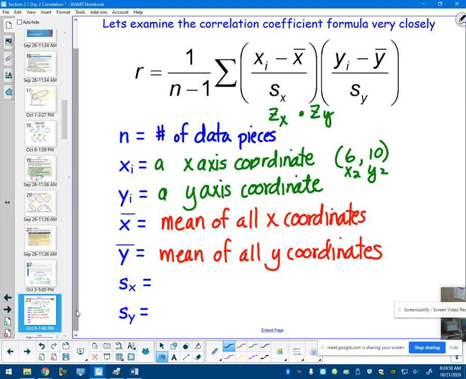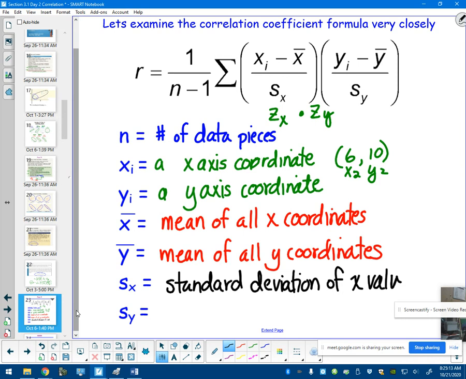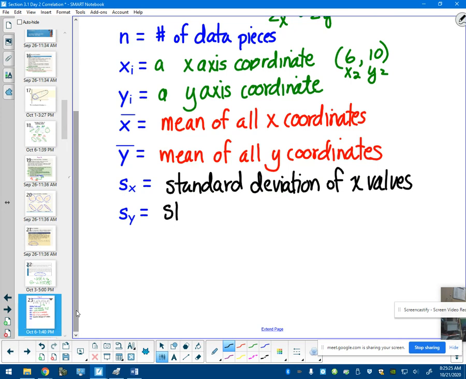And s sub x is the what? Standard deviation of the x values. And that is how much an x value typically varies from x bar, right? We've learned that sentence. And s sub y is the standard deviation of the y values. So when we ask our calculator to calculate this correlation coefficient, it's doing a lot of work, right?